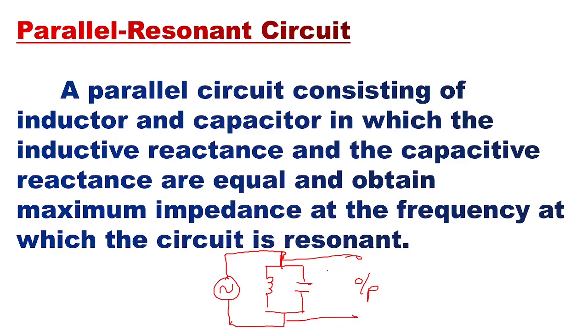The inductor opposes the flow of current, and this opposition is called XL. XL is given by 2 pi FL, where F is the frequency of the input applied. We will keep the input voltage constant and change its frequency, the number of cycles per second. If the frequency increases, the inductive reactance, that is the opposition to the flow of current given by the inductor, will increase.